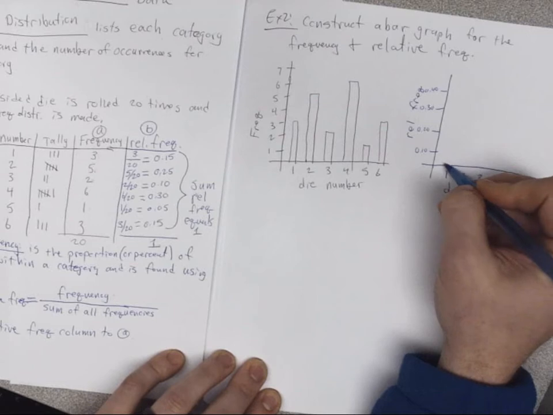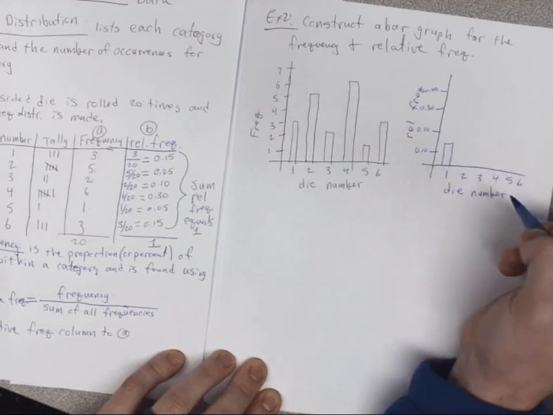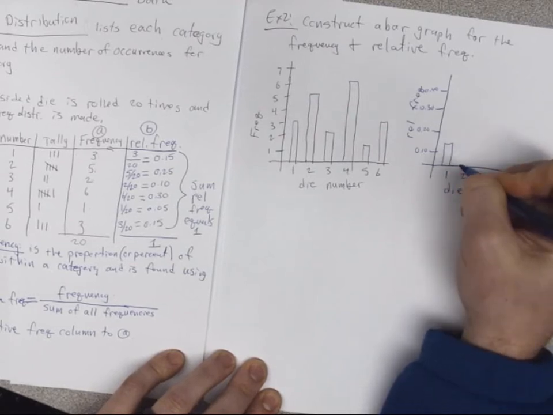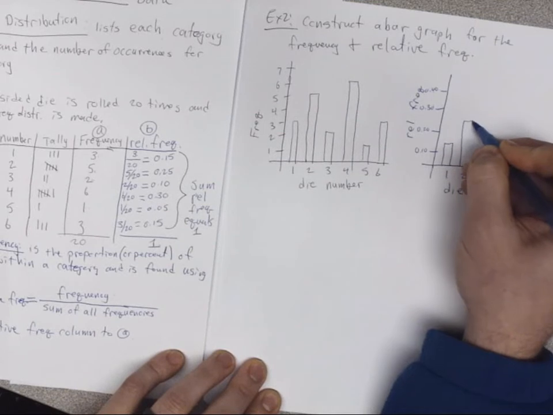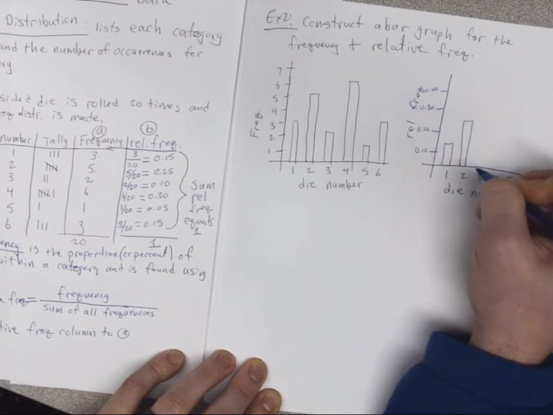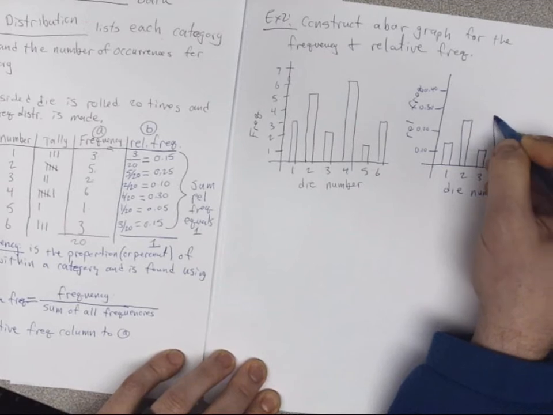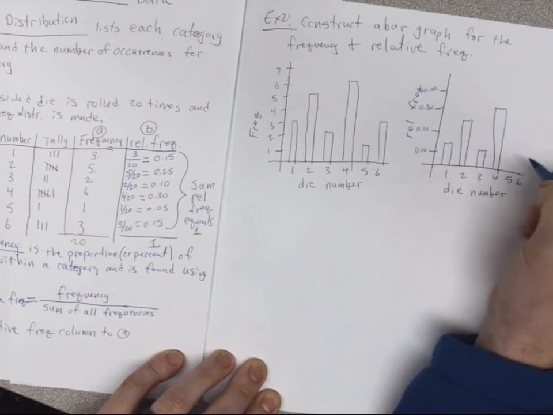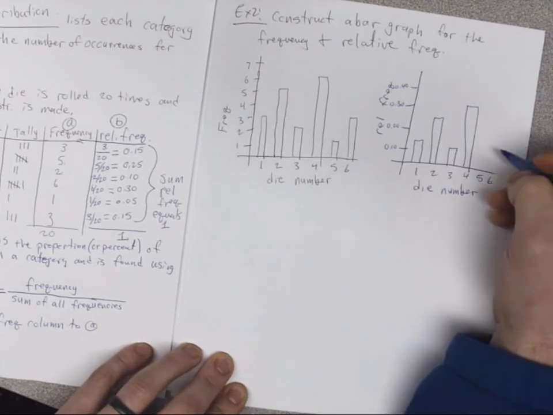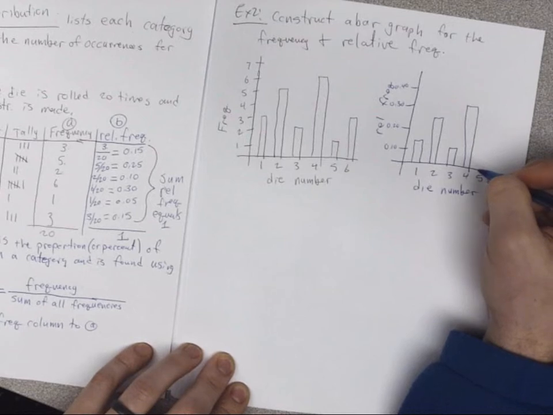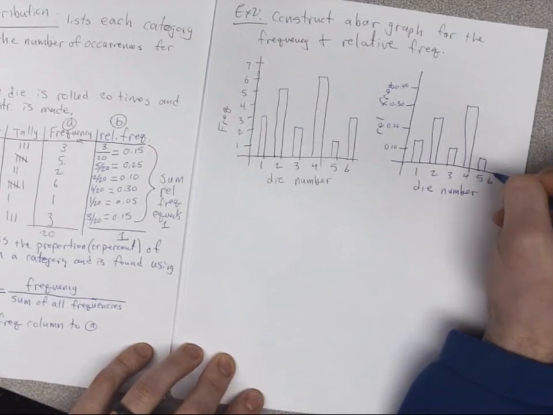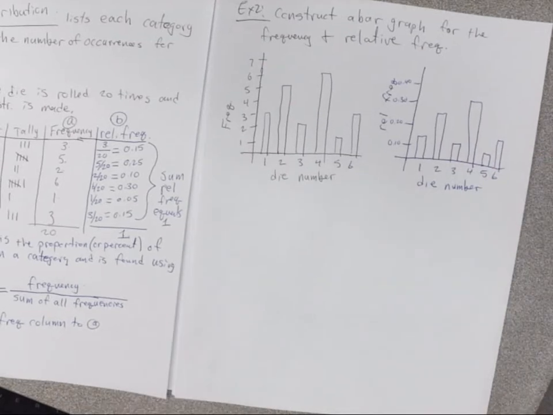So 1 was rolled 15% of the time. 2 was 25. 3 was 10. 4 was 30%. Pardon my drawing. 5 is 5. And 6 is 15. So that's what a bar graph looks like.